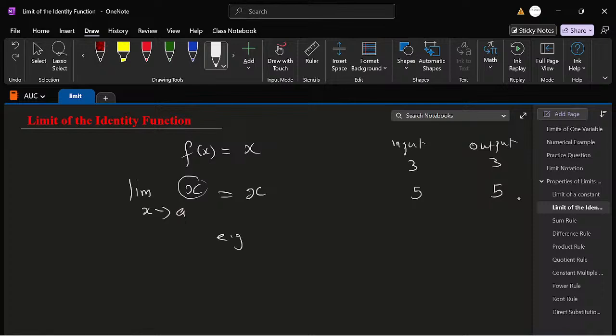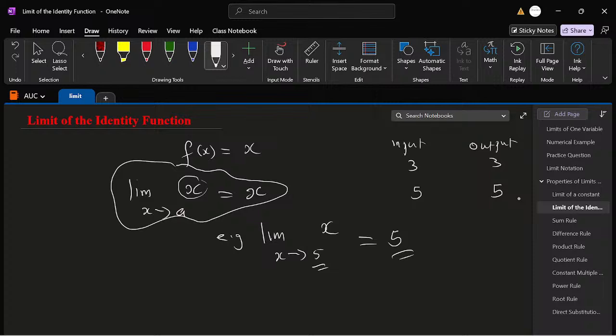So for instance, if you have the limit as x approaches, let's say, 5 of x, what will this be? The input is 5, so the limit will be the input, which is 5. This is the property of the limit of an identity, so it will be equal to 5.